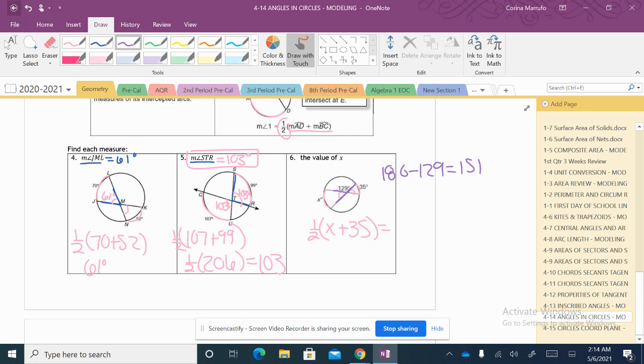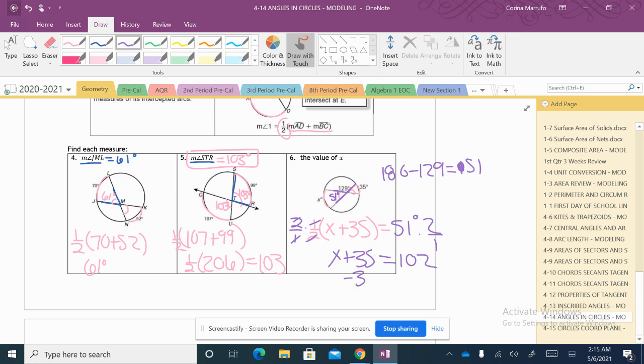Wait, not 151, just 51. So that means this angle is 51. Okay, so that means that this is equal to 51. We're solving for x. So this 1/2, I'm going to cancel it out by multiplying by the reciprocal, which is times 2 over 1. The 2's cancel, the 1's cancel, we get x plus 35 equals 51 times 2 gives me 102.